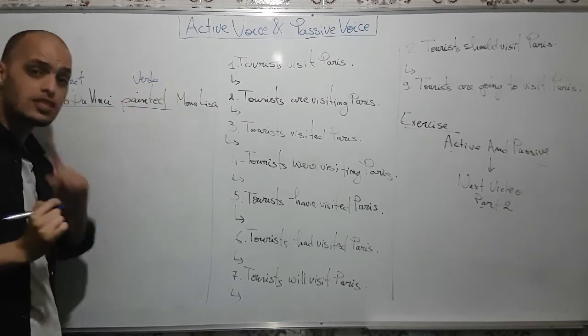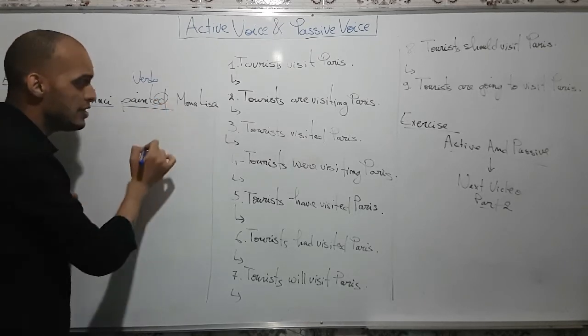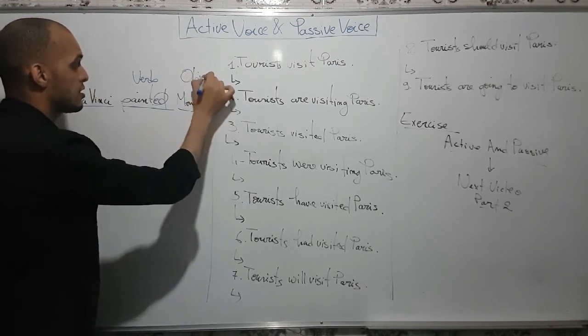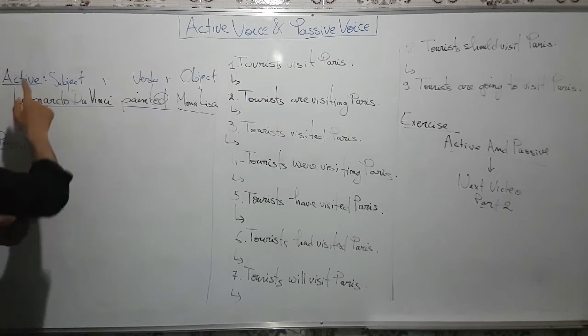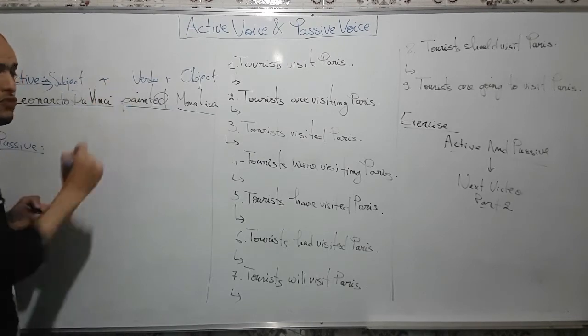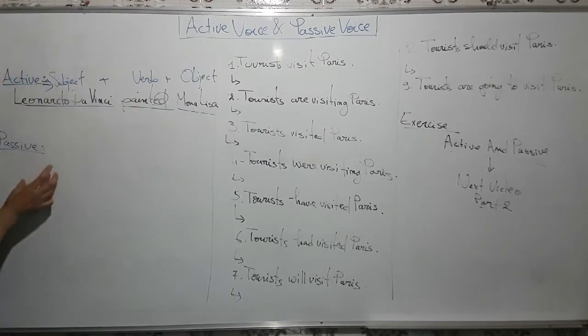Look at painted is a verb. Is it in the present? No. Is it in the past simple? Past simple because we have ed. Mona Lisa is an object. So the active voice, active is what? Active is subject plus verb plus object. So let's convert this sentence into passive.